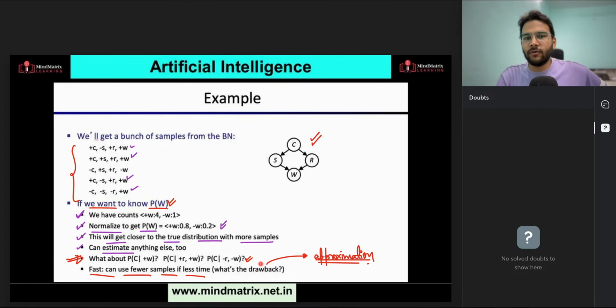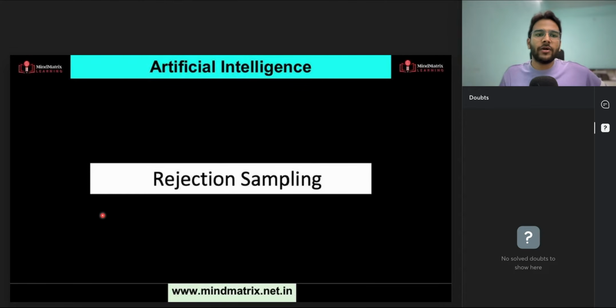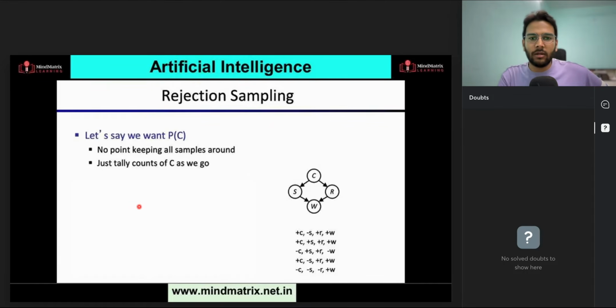For fewer examples, if you have less time, then just for making an inference you can use prior sampling. But there are always drawbacks. So now we are going to talk about rejection sampling. In rejection sampling, ultimately you are going to use conditionals. Conditions will be there, evidence will be there.